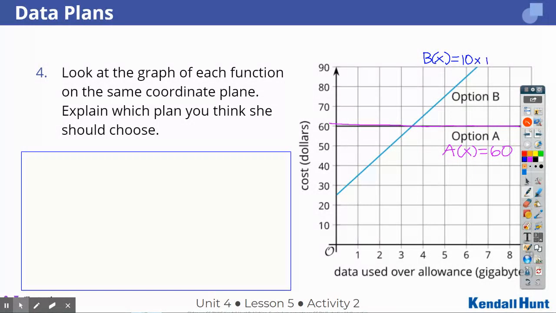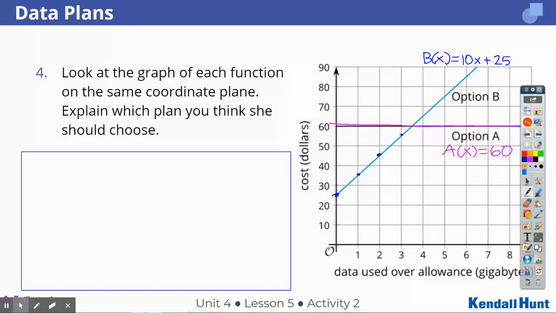Where with option B, we have B of X equals 10x plus 25. Our y-intercept is at 25, and our slope is 10, so it's going up 10 over 1 for our slope, and you can see that it's going up at a steady rate.